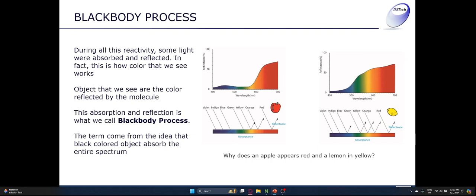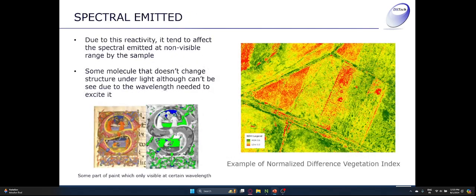Okay. Now, let's talk about spectral emission. Some molecules tend to be invisible.